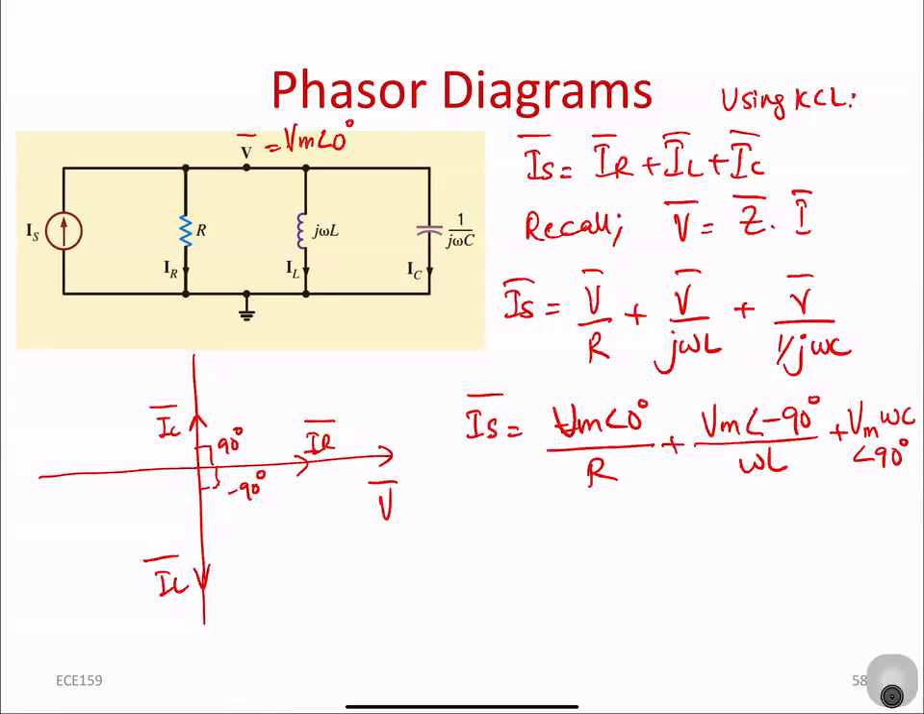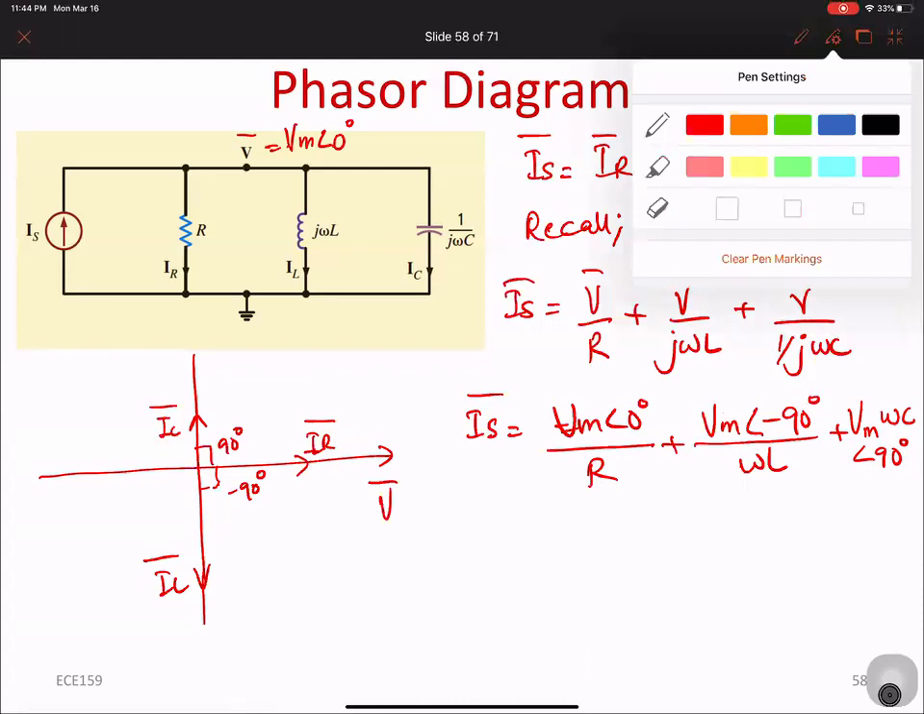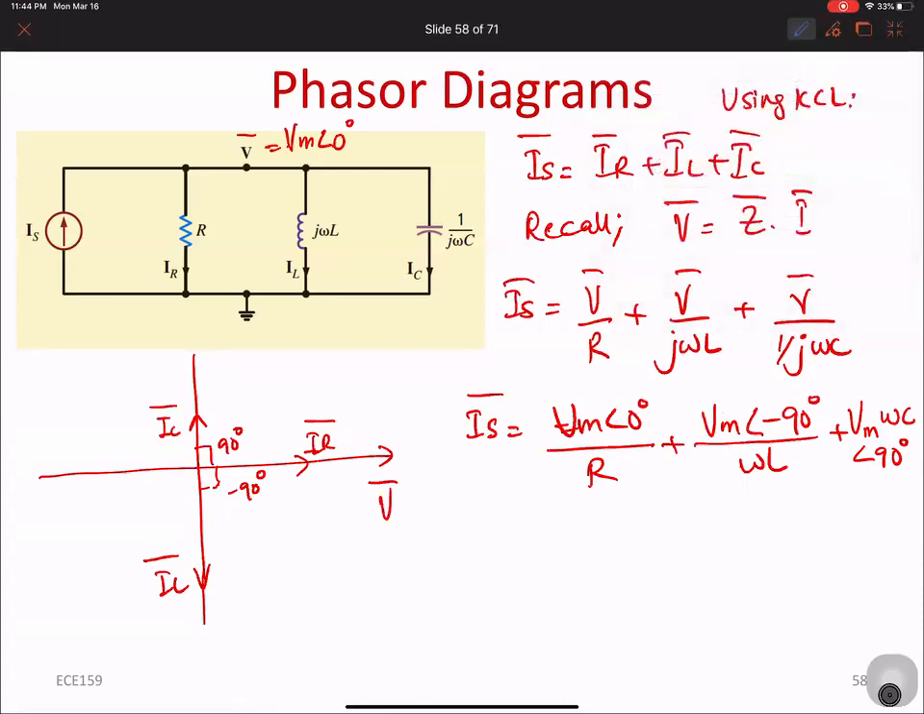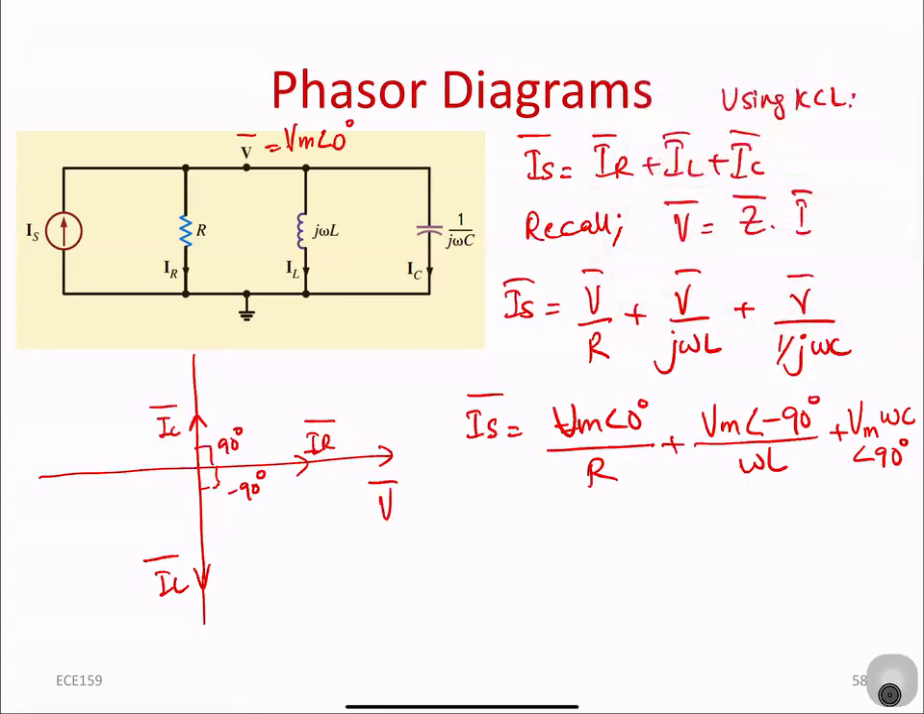So IS, let me change the color. So IS will be at some angle. We have to calculate using all these values what is going to be IS, but IS is going to be somewhere here, depending upon what is the theta value, right?